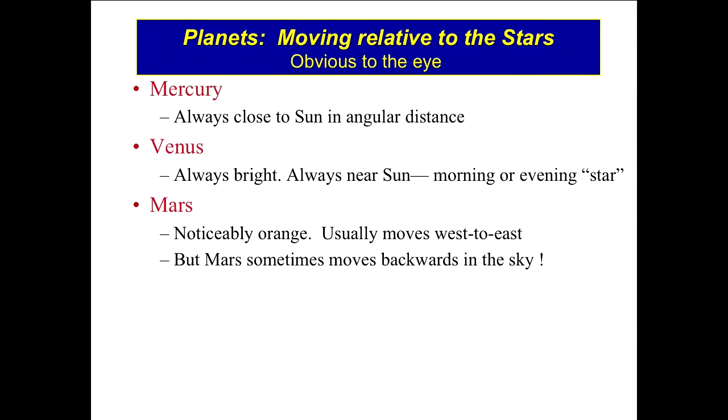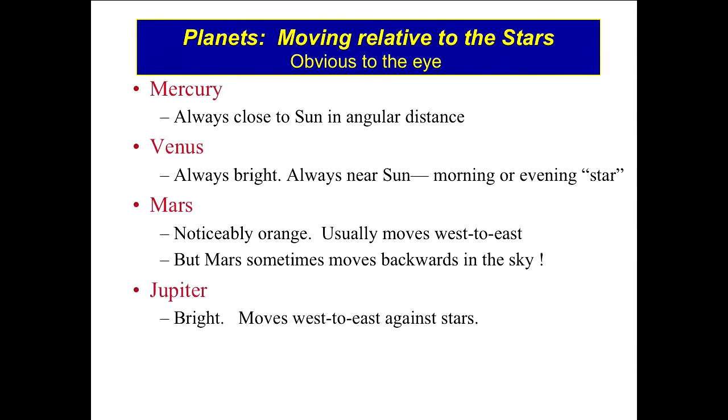Every once in a while, for a month or two, Mars turns around and goes backwards, not west to east, but east to west for a couple of months, and then it goes back on its merry way, moving west to east against the stars. Why, oh why, does Mars change direction? There has to be a good reason. And even the Greeks, 2,000 years ago, knew that Mars occasionally went the wrong way.